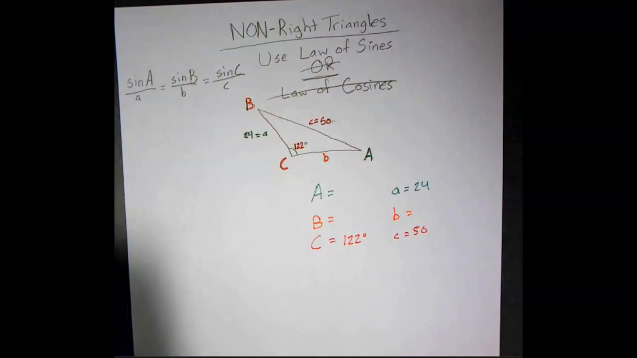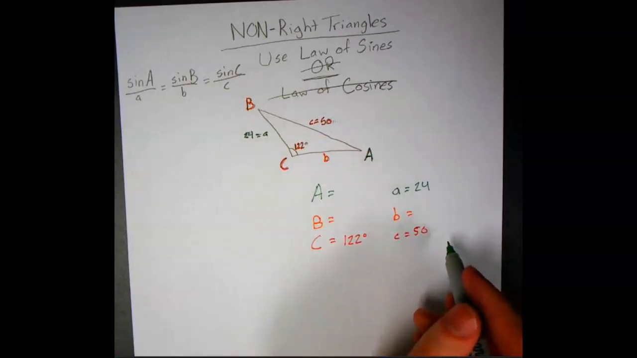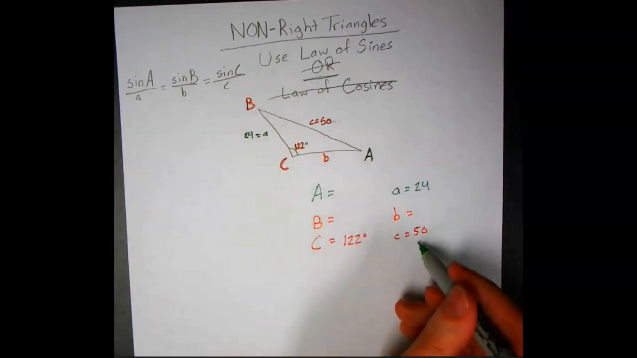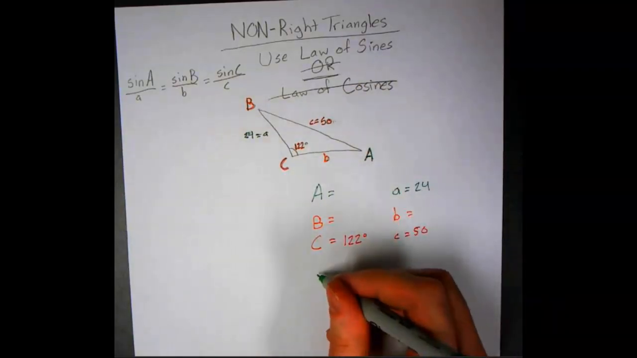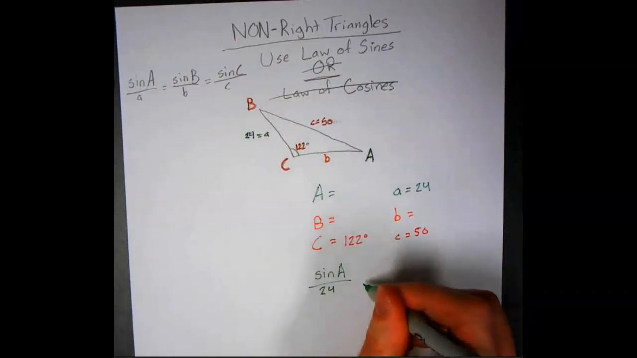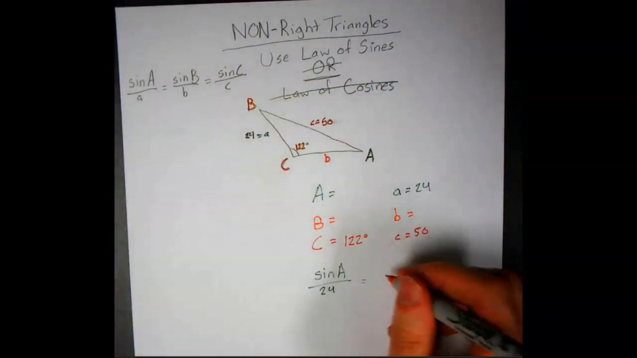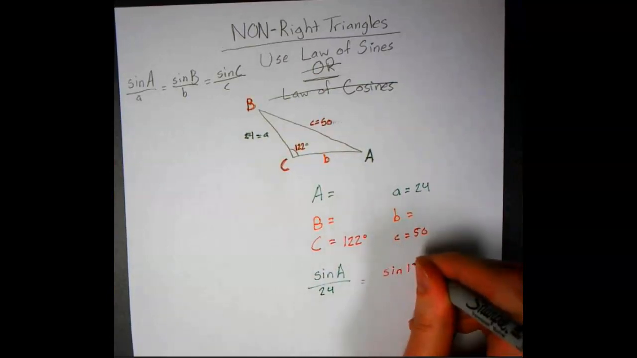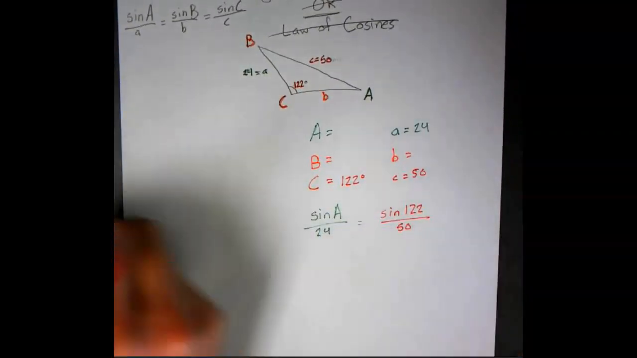Now when we try and solve for this, we need to use C, just because we have both the angle and the side. And the first thing we can solve for is angle A. So we'll say sine of A over 24 is going to equal sine of C over side C. We are going to cross multiply.